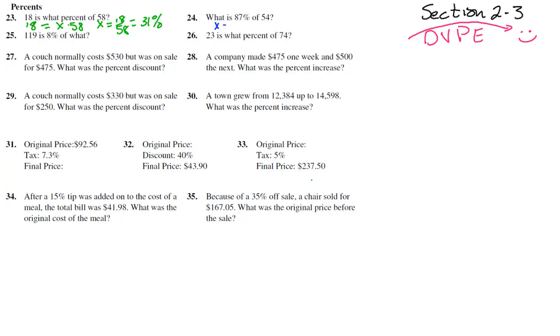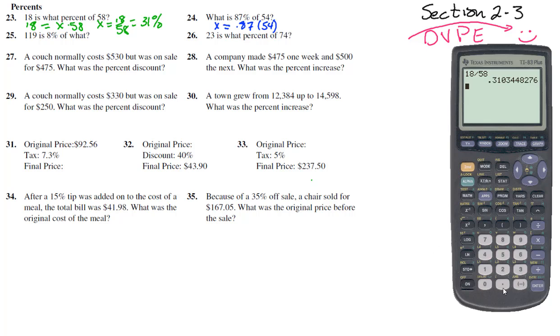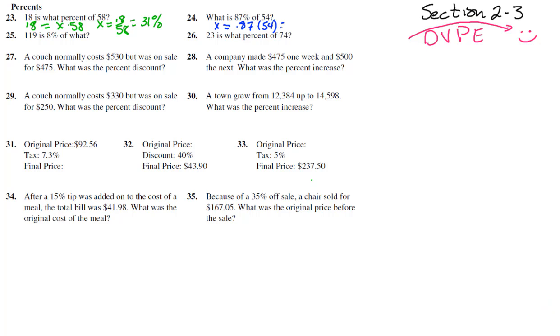Number 24. What is 87% of 54? This is what is 87%, which is 2 decimal places, 0.87, of 54. We don't even need to do algebra here. Look, we just times those two together and we get x. So we bring out the calculator, 0.87 times 54. And we get 46.98. Excellent.